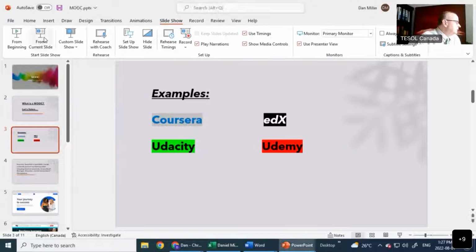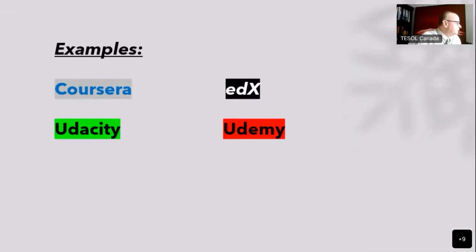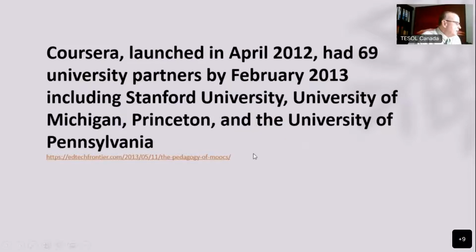So what are some examples of different MOOC platforms? Coursera, Udacity, edX, and Udemy are four very popular, well-known platforms that you can find MOOC courses on. Coursera was launched in April of 2012. It had 69 university partners by February 2013, including Stanford, University of Michigan, Princeton, and the University of Pennsylvania.